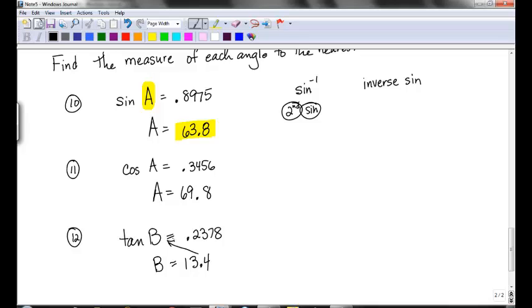So if I did tangent, let's say I go reverse. Tangent of 13.4, is it close to 0.2378? Yeah, it's 0.2382. It's close. You rounded it. Okay? So if you don't know the angle, you're going to do inverse sine, inverse cosine, and inverse tangent. Okay? So let's look at an example.